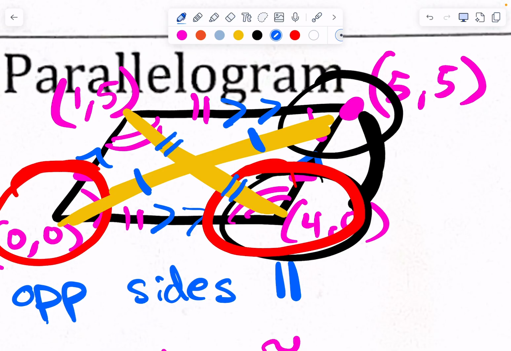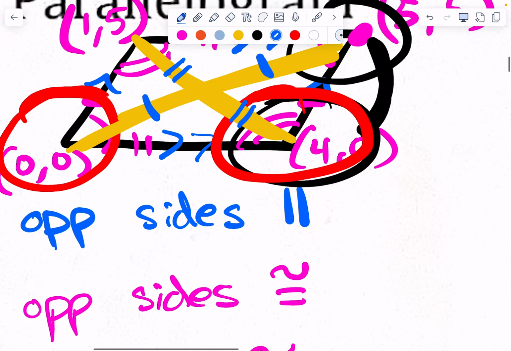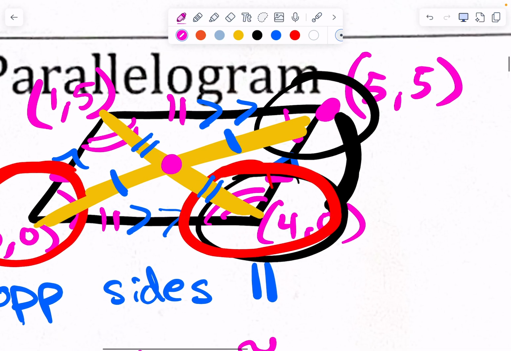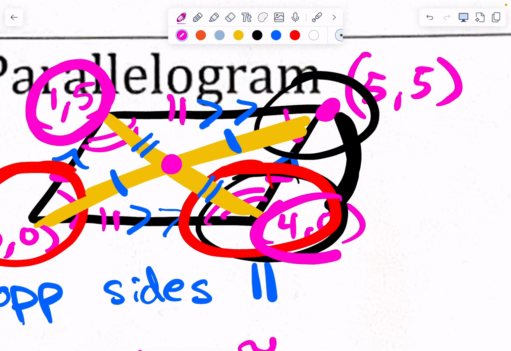Now, let's say we're talking about diagonals, and let's say we're trying to prove that the diagonals bisect each other. If they bisect each other, this is called the what? The midpoint. Okay, real quick. From 1, 5 to 4, 0, can you find the midpoint? How do you find the midpoint?